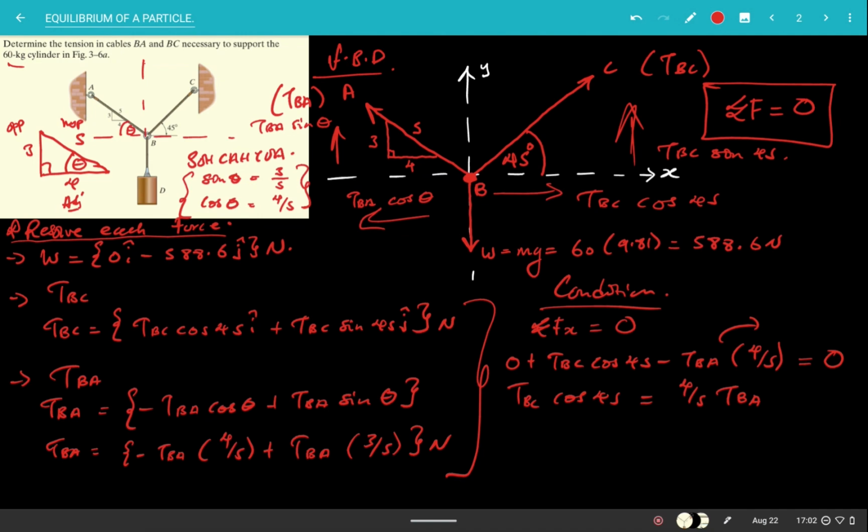So we'll have that. Now we need to make either TBC or TBA the subject of the formula. So in my case, I'll make TBC the subject of the formula by dividing both sides by cos 45. By doing so, I have TBC being equal to 4 over 5 divided by cos 45, which will give us a value of 1.1313708 TBA.